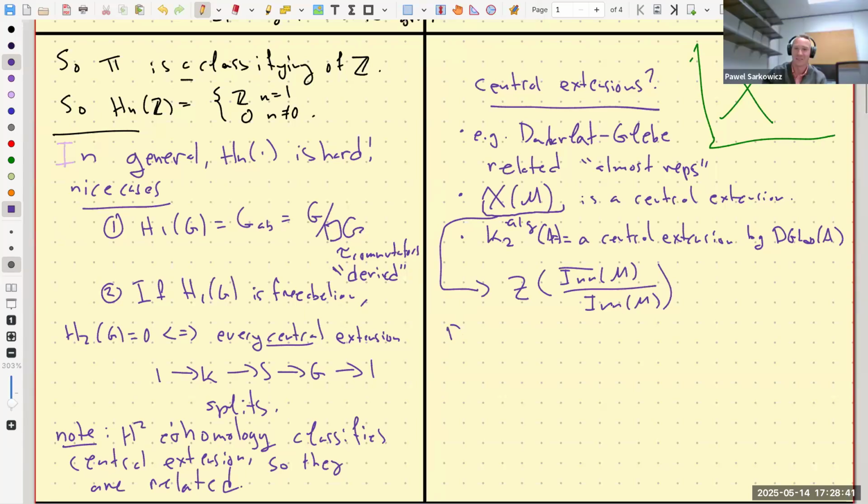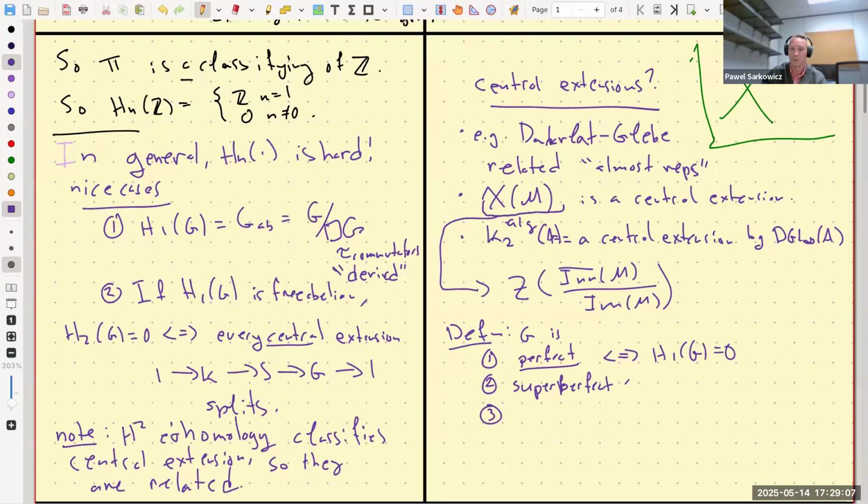Okay. So let's lay down some definitions. I'll be interested in 3 types of groups. G is perfect if and only if its first homology group vanishes. It's super perfect if both the first and second vanish, and it's called acyclic, so maybe people have seen this term before, if every homology group vanishes. And so we'll see examples of all these.